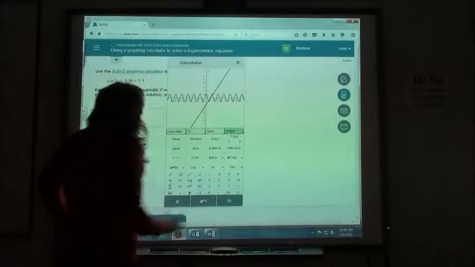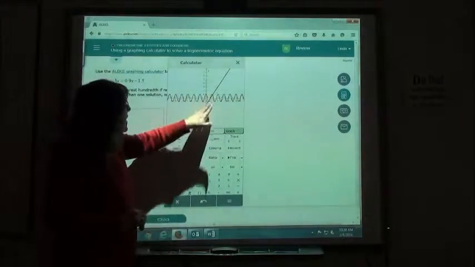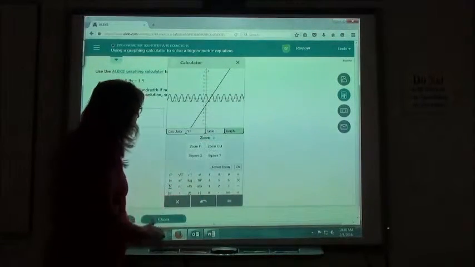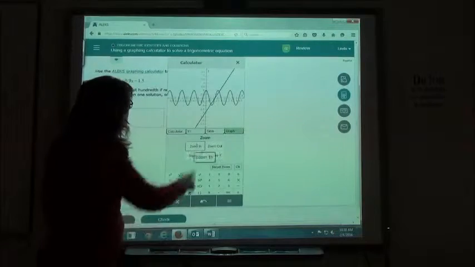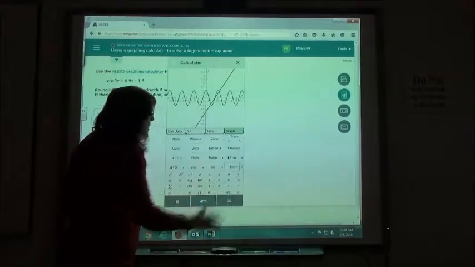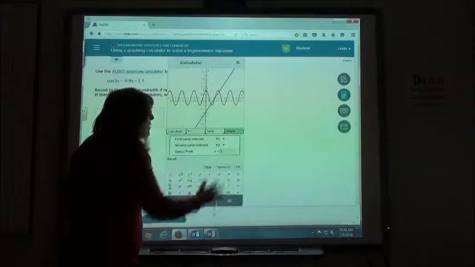I'm going to hit my graph. I see I have my graph here. If you'd like, because it kind of looks like it zoomed out a ways, you can hit the zoom. And I'm going to zoom in. There I can see my intersections a little bit better. I'm going to hit OK on that screen. And what we really want to do is the intersect. So we're going to do the intersect.